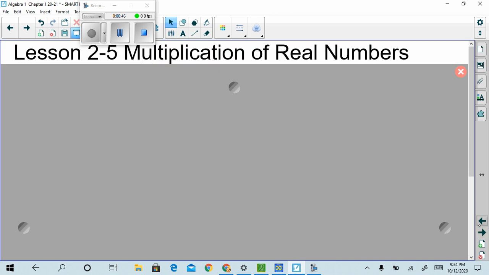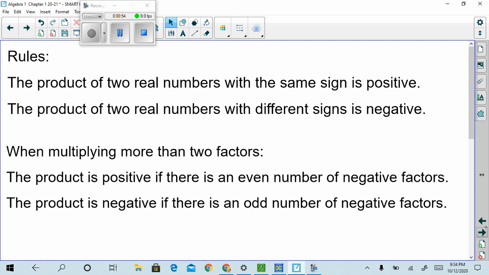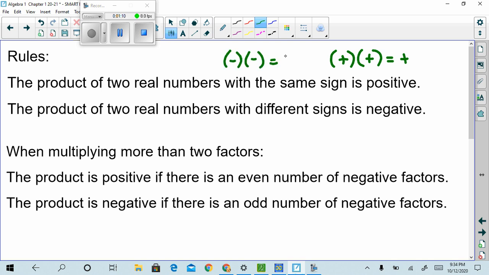Our next lesson is multiplication of real numbers, and there are a few rules we just need to know. The product of two real numbers with the same sign is positive, so you may recall writing this as a positive times a positive equals a positive, and a negative times a negative equals a positive. Same signs, positive product. If you have different signs or unlike signs, a positive times a negative or a negative times a positive, you'll get a negative product.